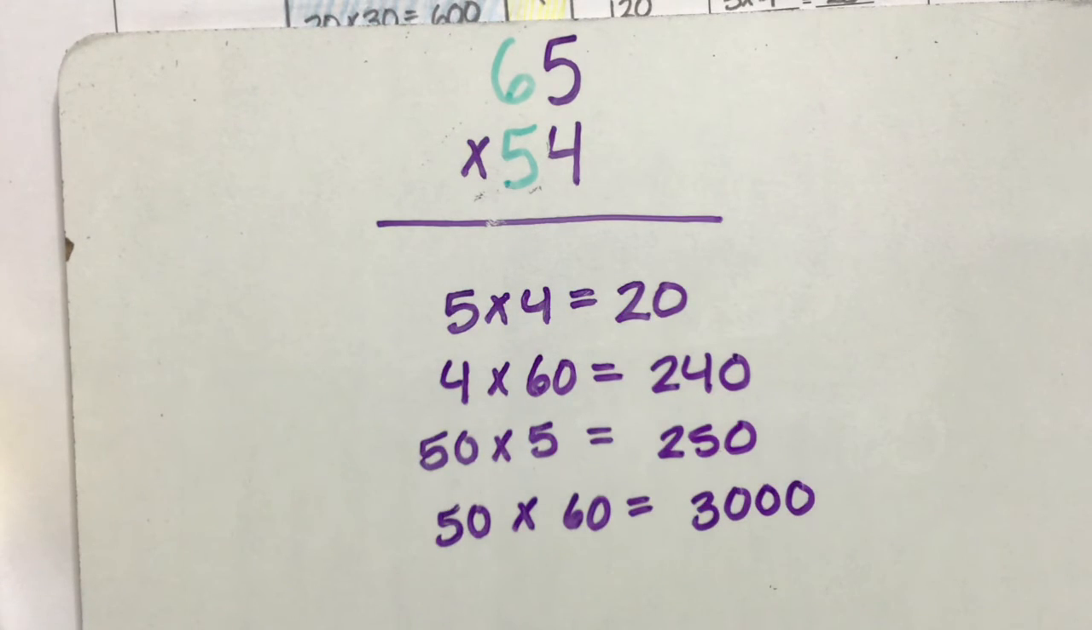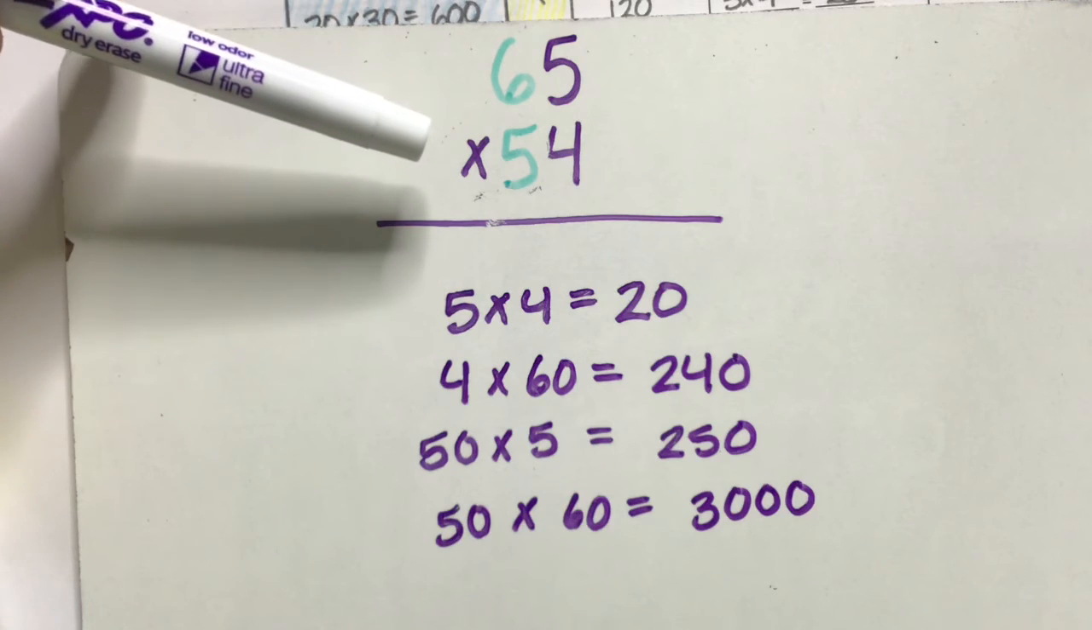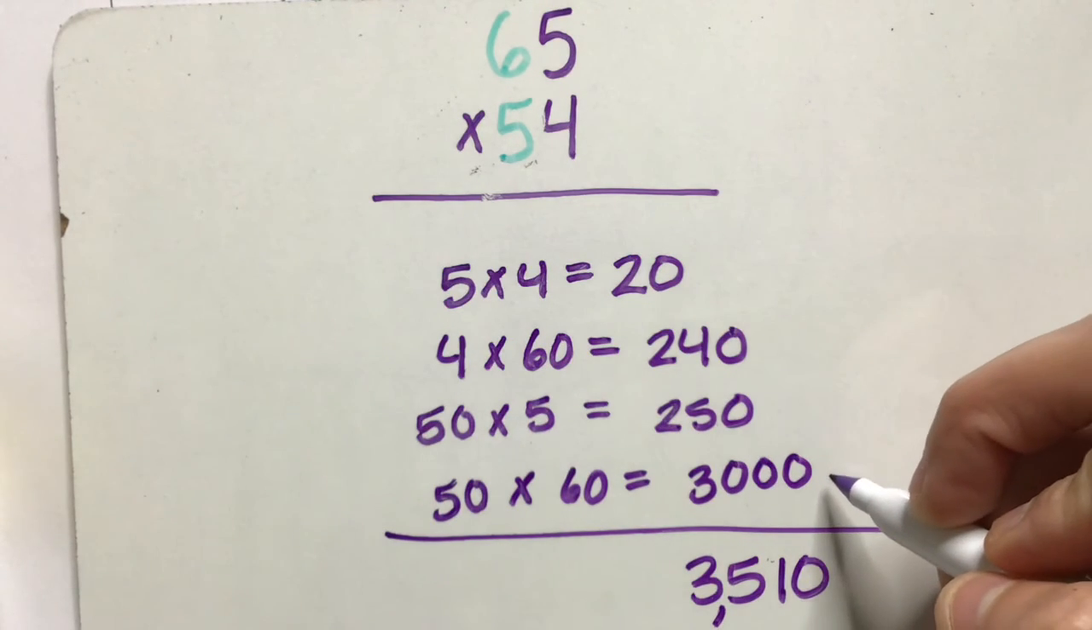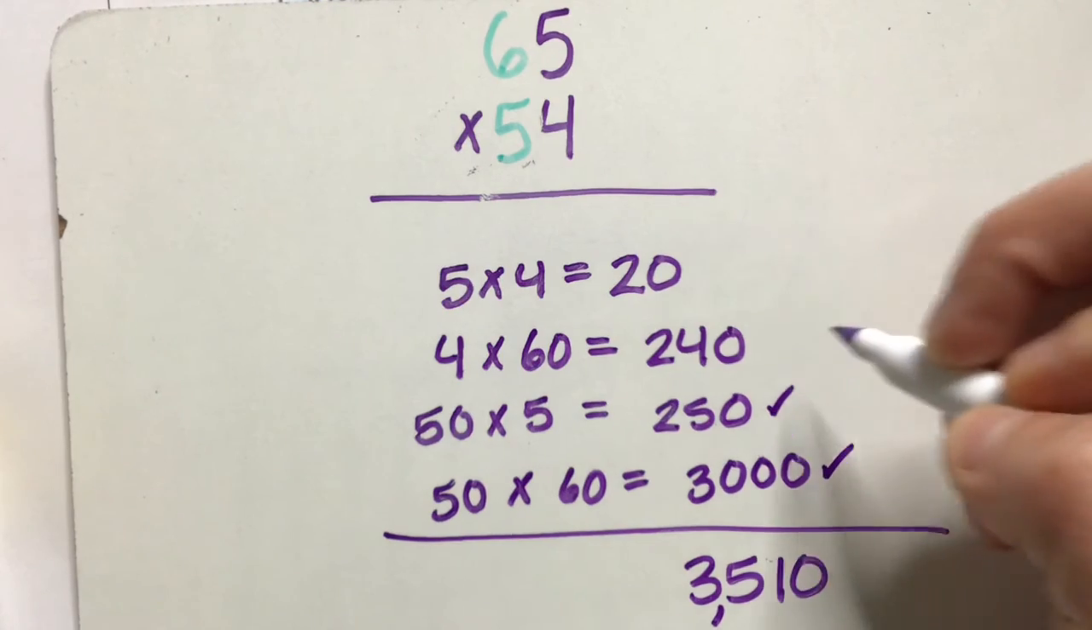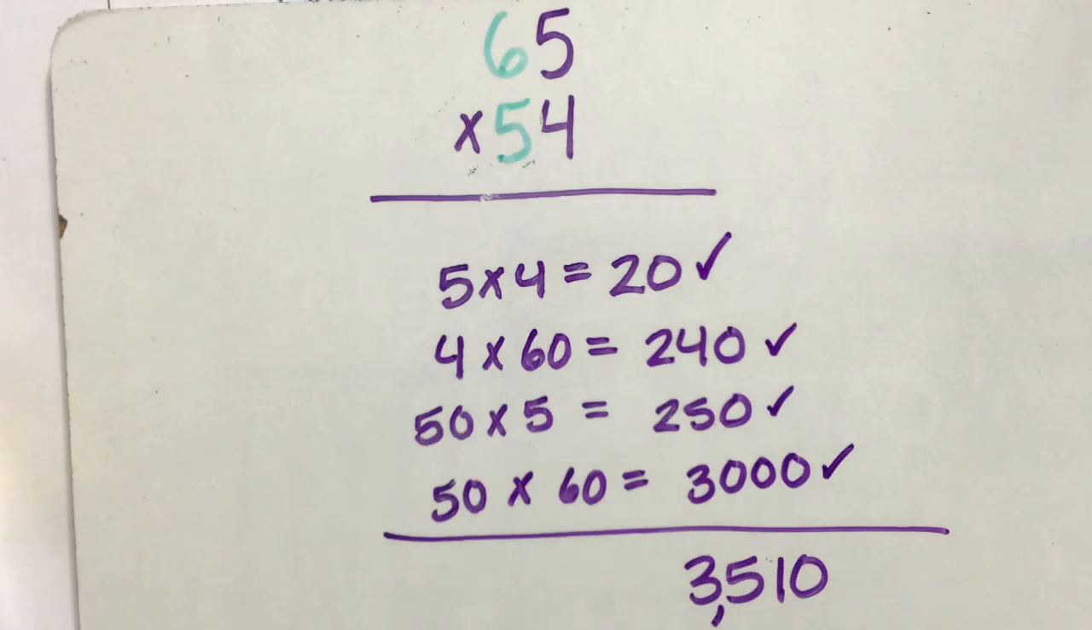Okay, now my last step is to add the partial products together. So go ahead and do that with a calculator, and then check your work by multiplying 65 times 54 to see if your answers are precise. So I went ahead and checked my answers. I added the partial products together. You can use a calculator to do this. 3,000 plus 250 plus 240 plus 20 is 3,510. All right, let's go on to the next problem.